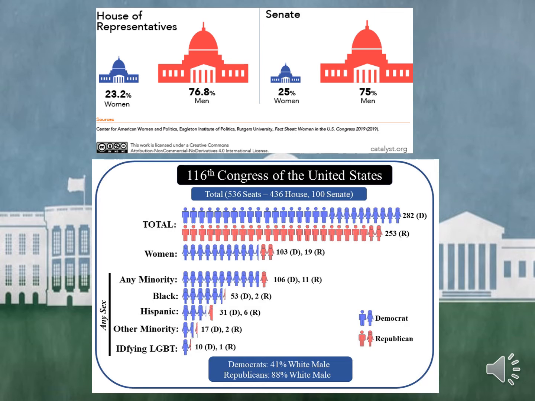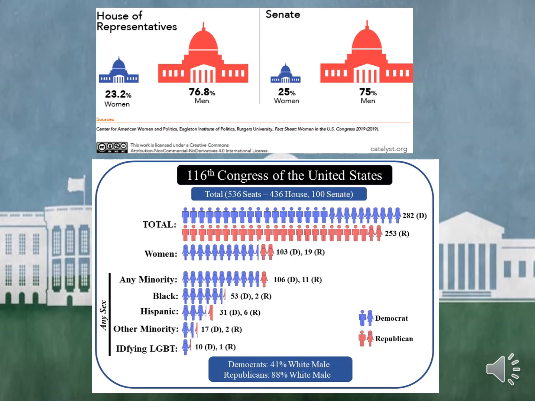There is a record number of African American members in the Senate as well, with 10.5% of total membership being made up by African American members. This is 5 more than the 115th Congress. 54 serve in the House and 3 serve in the Senate.